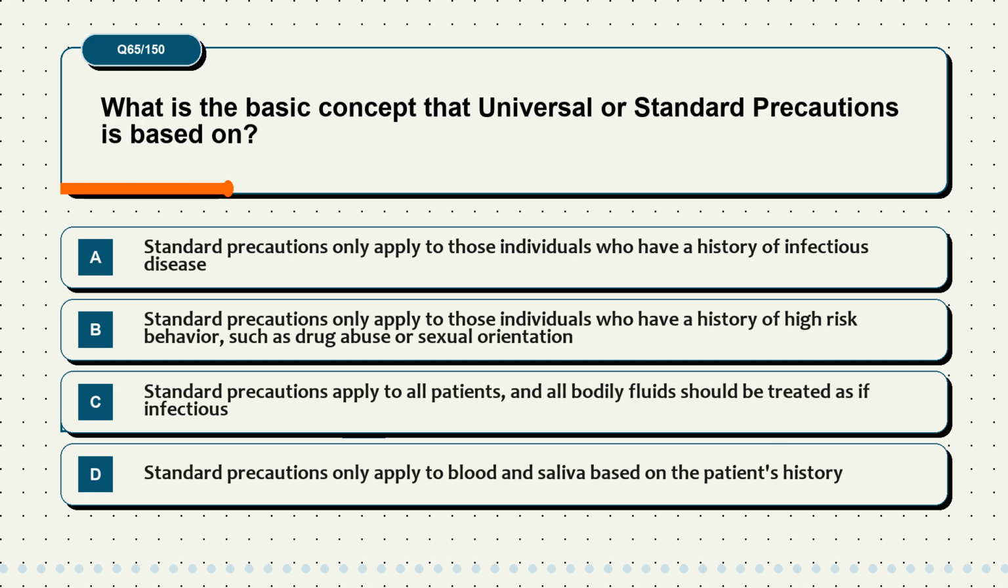Here are the options. Option A. Standard precautions only apply to those individuals who have a history of infectious disease. Option B. Standard precautions only apply to those individuals who have a history of high-risk behavior, such as drug abuse or sexual orientation. Option C. Standard precautions apply to all patients and all bodily fluids should be treated as if infectious. Option D. Standard precautions only apply to blood and saliva based on the patient's history.